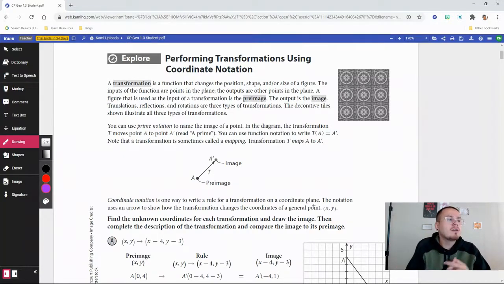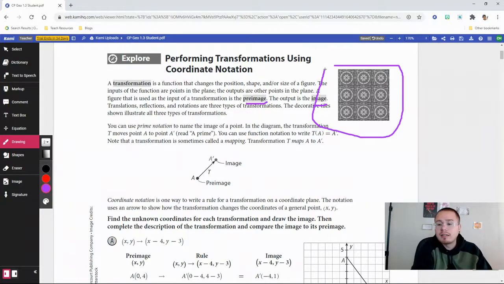And the words that we use is the preimage, so that's the initial figure, and what you get out is the image. So think of input, output, domain, and range. Preimage, image goes along the same kind of guidelines. The three types, so we don't have the Decepticons in this one. We got translations, reflections, and rotations. So this little rug, which should actually be a pretty flat rug, has all three. The tiles show all three.